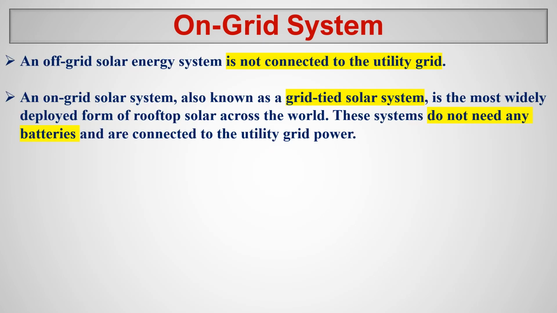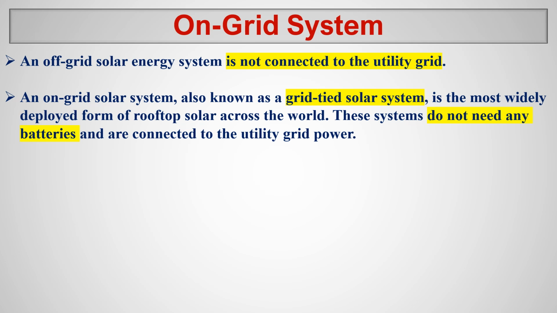Now we are going to understand what this on-grid system is. If it is an off-grid system, it is not connected to the grid, simple. Off-grid means there's no grid. On-grid means there is a grid. So the on-grid system is also called a grid-tied solar system. Okay, grid-tied. These are the technical words.